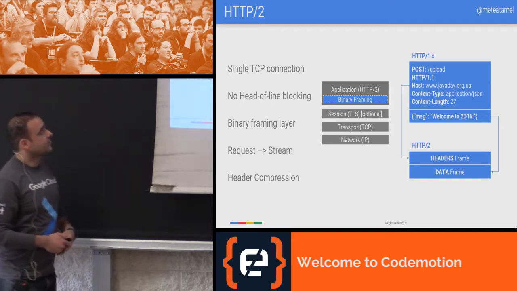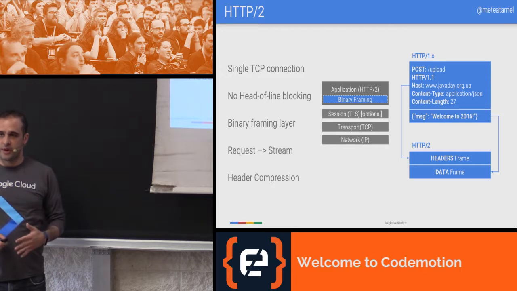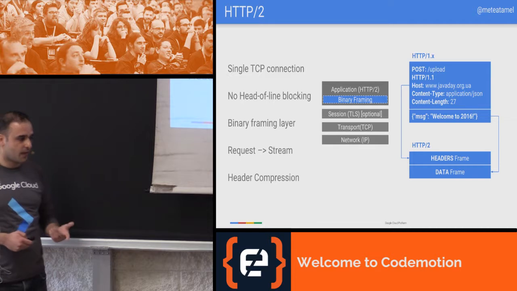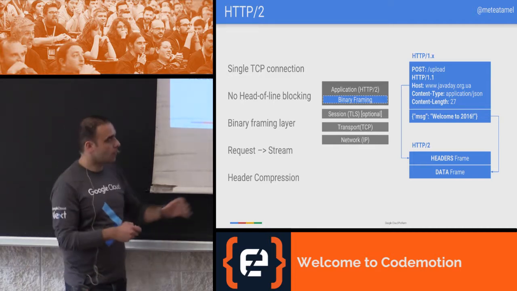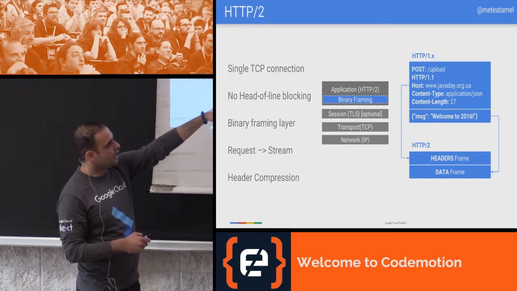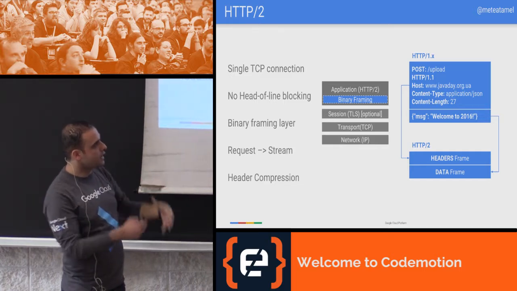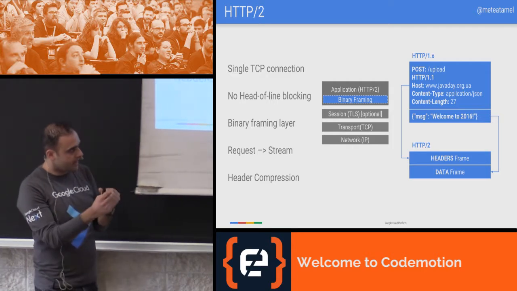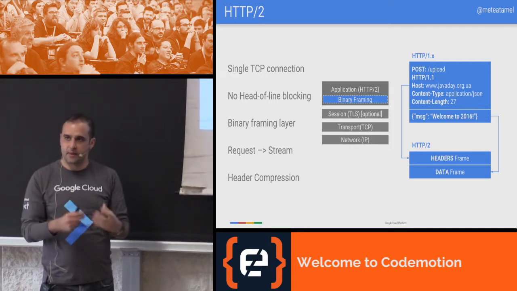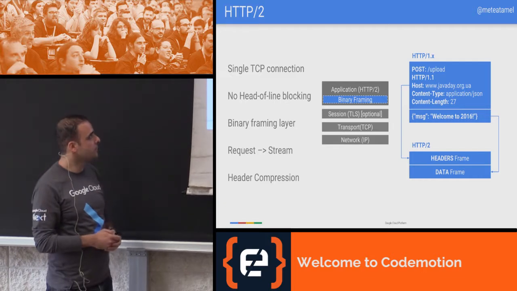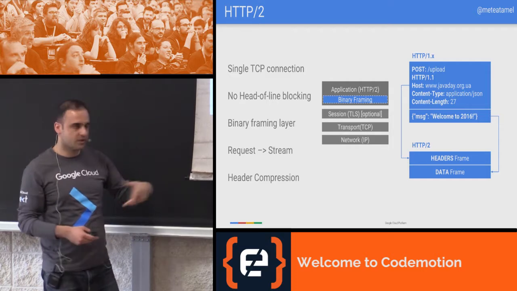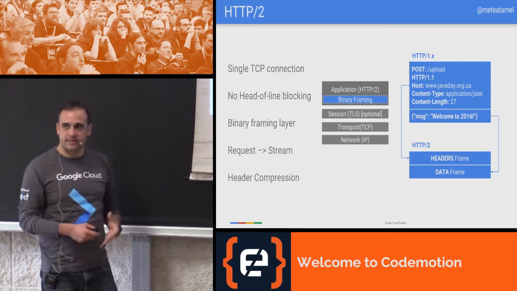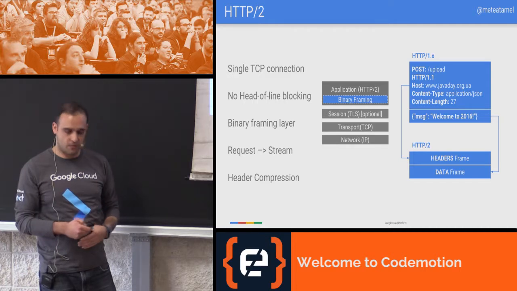So in a nutshell, in HTTP2, you have a single TCP connection where all the requests are multiplexed. You don't have the header line blocking issue. There's this new binary framing. In HTTP 1.1, you had the headers and the body, and they were all one. But in HTTP2, we split that into a headers frame and a data frame, and they can independently travel over the same stream. We changed the notion of requests to streams, and I'll show you in the next slide what that means. And we compress headers. We don't send headers all the time anymore.